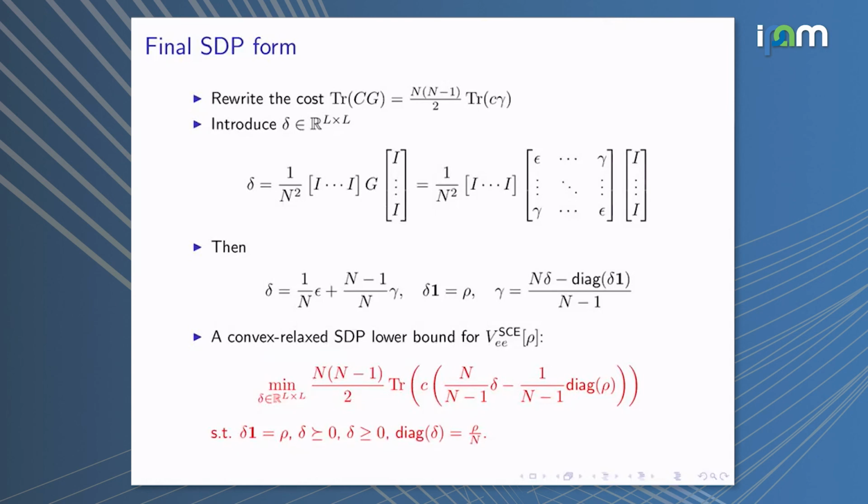So if L is like 1,000, you can think about this as really optimizing over a 1,000 by 1,000 matrix, and it's a positive semi-definite matrix. So it's something that typical SDP software can handle.